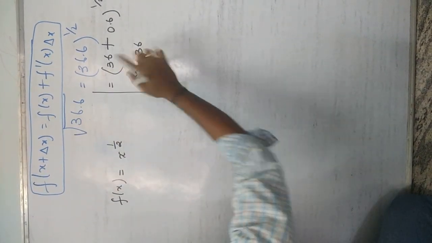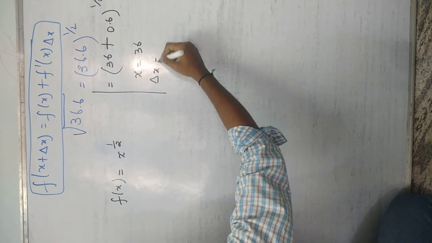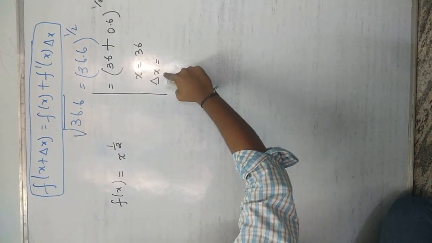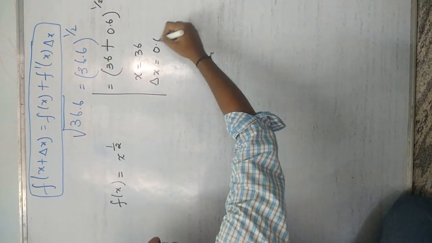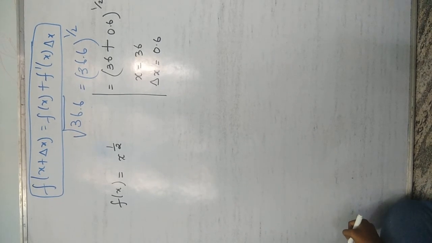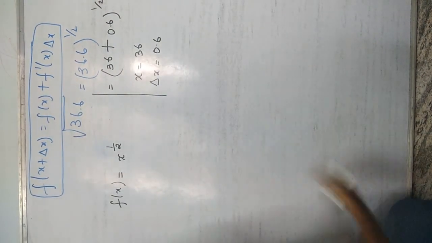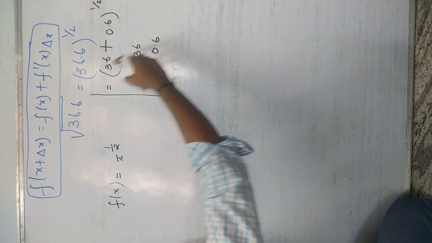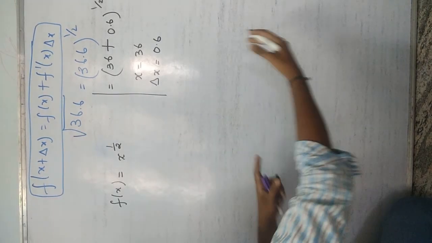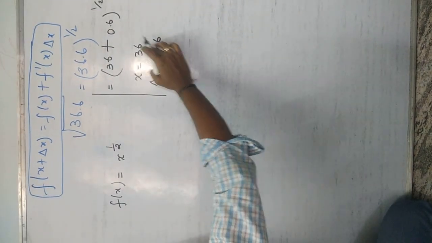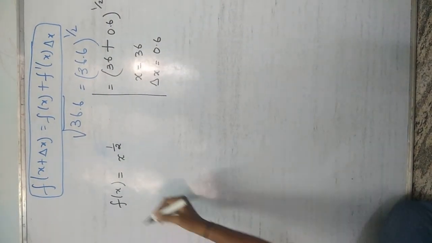Next, you have to find x equal to 36. x equal to 36. Delta x, I told you, is the error. How much is the error? 0.6. Suppose it is 101 plus 2, 1 plus 2, 100 is something; I will do the next sum also. So x is 36, delta x is 0.6.